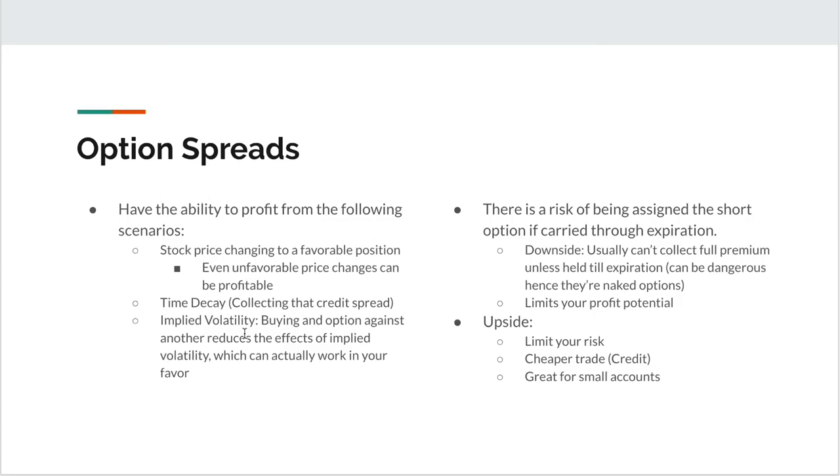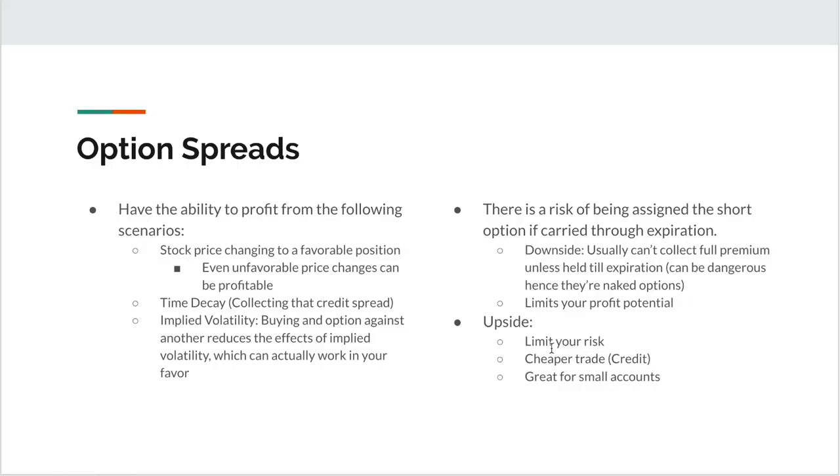Implied volatility. When you're doing spreads, implied volatility kind of evens itself out because you'll be buying and selling options against each other. Therefore, it reduces the effects of implied volatility, which can actually work in your favor. Let's talk about some of the upsides and the downsides when you're doing spreads. The upside is that you limit your risk.